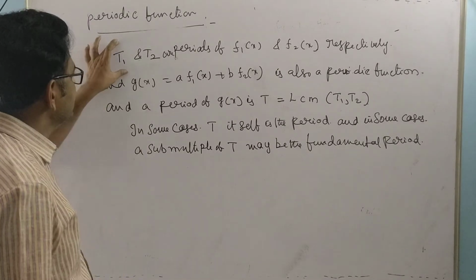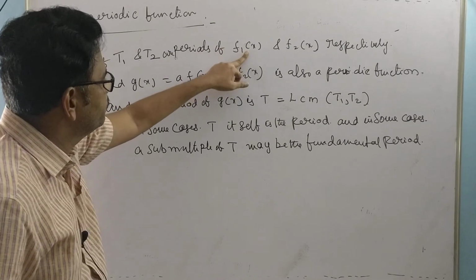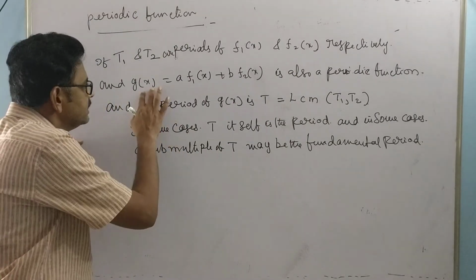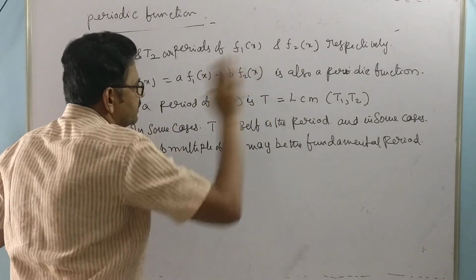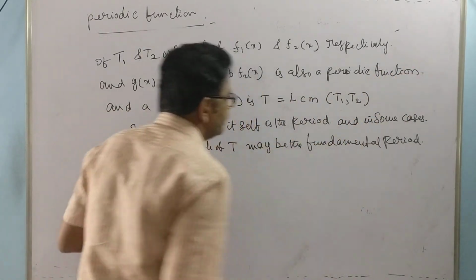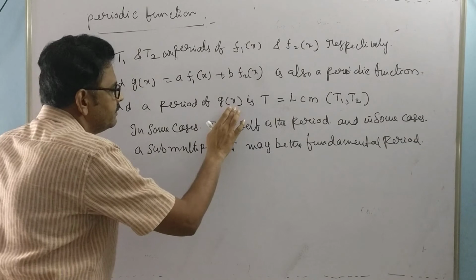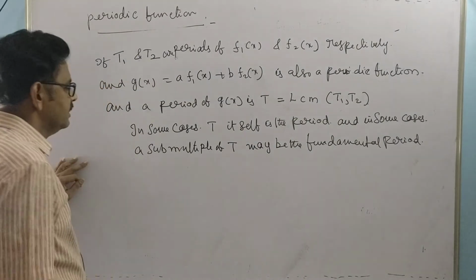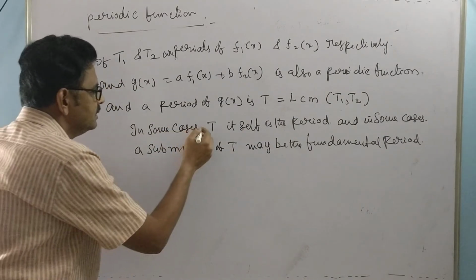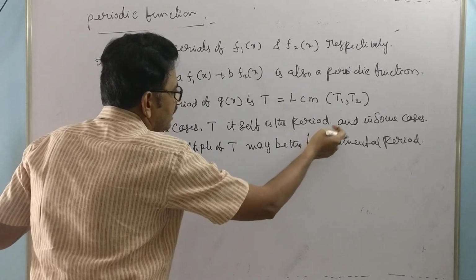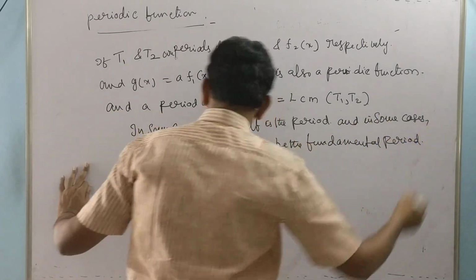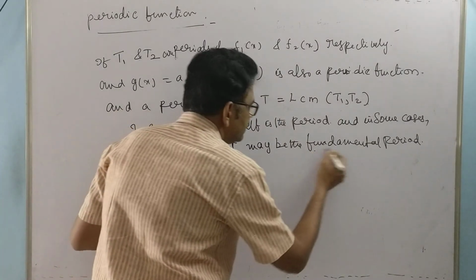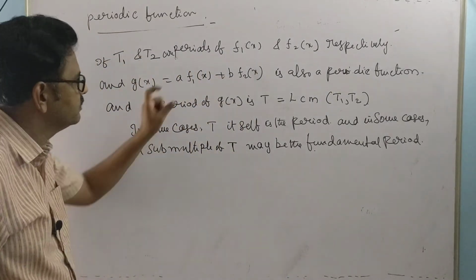That is, if t1 comma t2 are periods of f1 of x, f2 of x respectively, two functions, and g of x equal to their sum or difference is also a periodic function, and a period of g of x is t, where t is LCM of t1 and t2. In some cases, t itself is the period, and in some cases, a submultiple of t may be the period. Period means the fundamental period of the given function. So this point is very important.